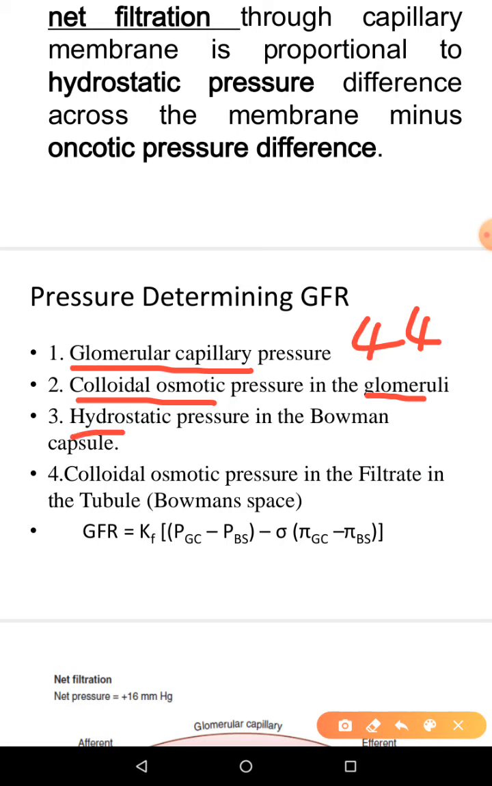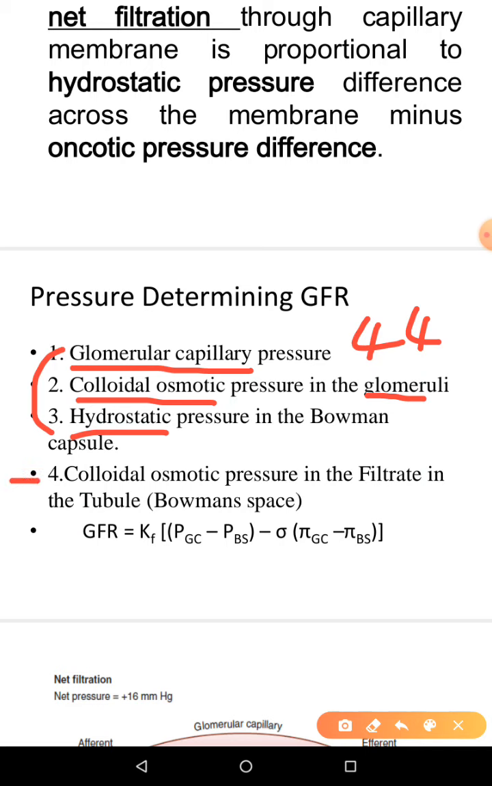And then we have the hydrostatic pressure in the Bowman's capsule. What can we say about this pressure? This is a force opposing filtration, and the origin of this pressure is the fluid present in the lumen of the nephron, which is about 10 millimeters of mercury.